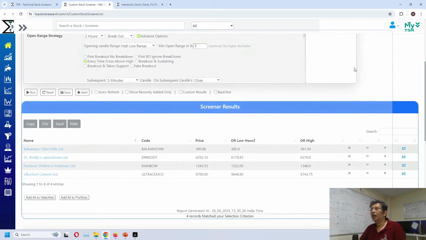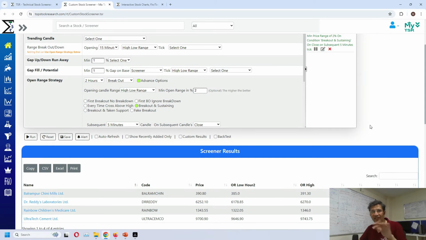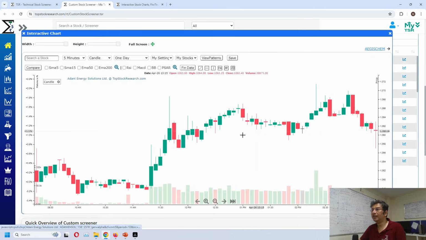Then we have some of the other options where the open range is broken and it is sustaining. So once the range is broken, it has never come down below that level. So let's try to run this. There are quite a few interesting stocks which have come. Adani Energy, for example's sake.